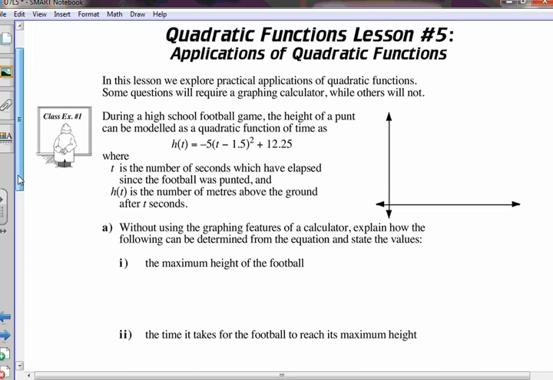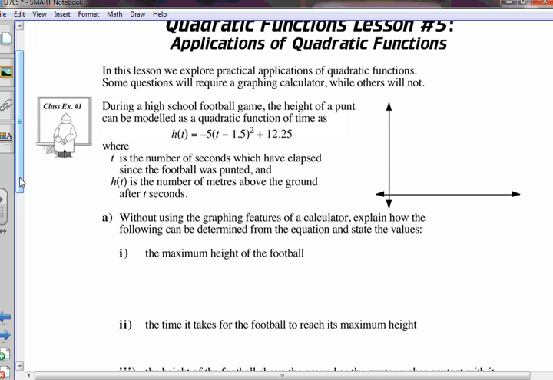So we're going to do one example, and the rest of the time will be for homework. Okay? So let's look at this example. During a high school football game, the height of a punt, what does it mean to punt? Yeah, a little kick, can be modeled as a quadratic function over time. Is it a huge kick? No. I don't know. It's a kick. Yeah, I think when you punt it actually is a big kick. Just sounds so little when you say punt. Maybe because it rhymes with runt.